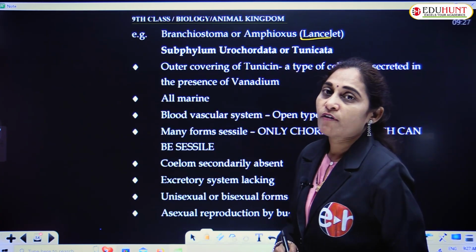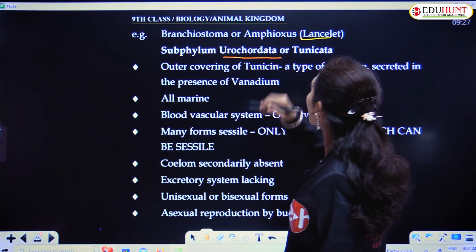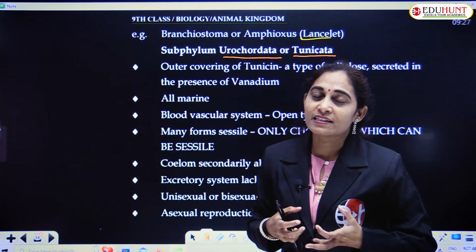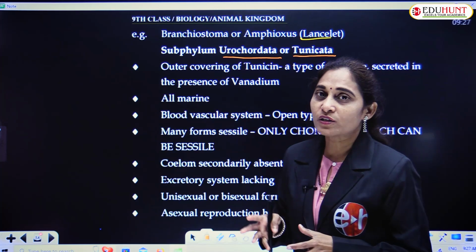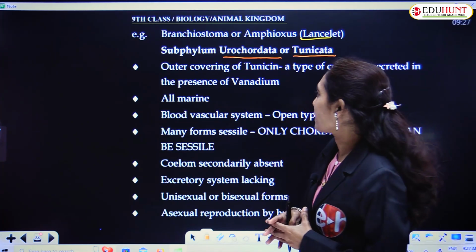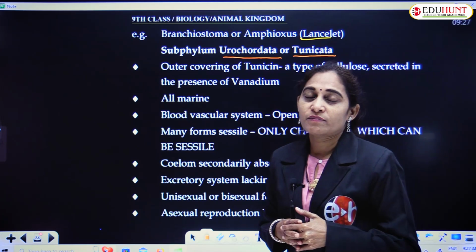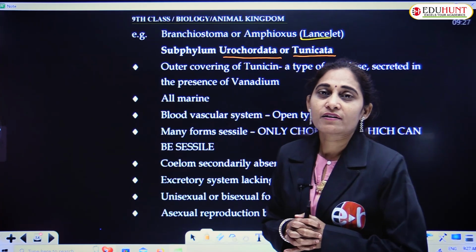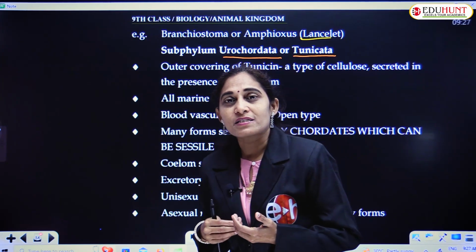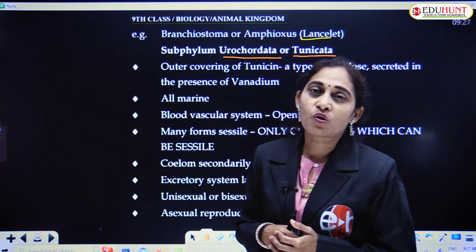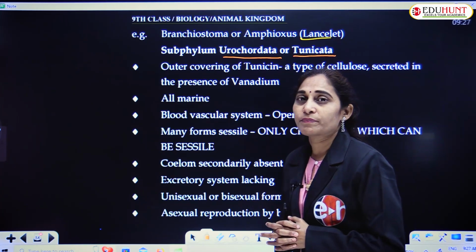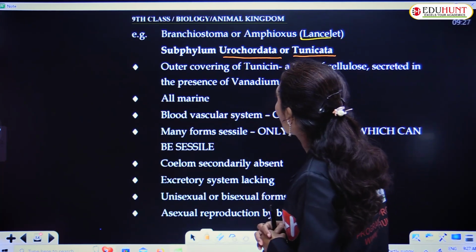The second subphylum is Urochordata or Tunicata. Tunic means skin, thick skin. It is present all over the body. These are tunicates. And Urochordata, as I mentioned previously, uro means tail. Chordata means presence of notochord. Notochord is present in the tail. That is why they have been kept in this subphylum.